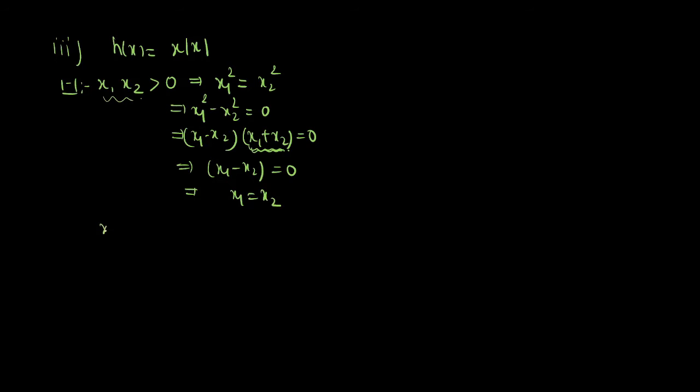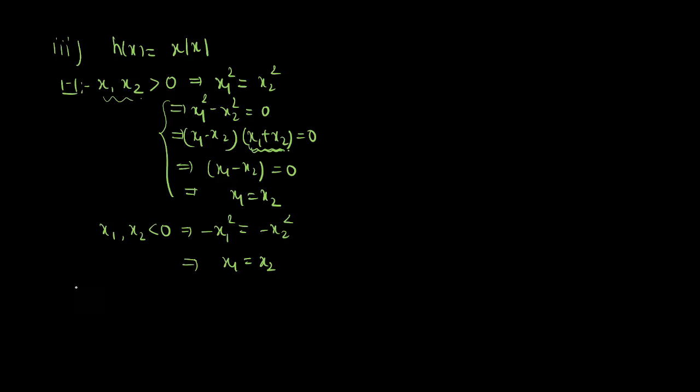Similarly, I can check if x1 and x2 are both negative. So if both are negative, that means minus x1 square is equal to minus x2 square. Similarly, it will go like this. Okay, so I can check finally x1 is equal to x2. So this will be a one-one function in both the cases. Now I will check for the onto function. Is it onto or not?